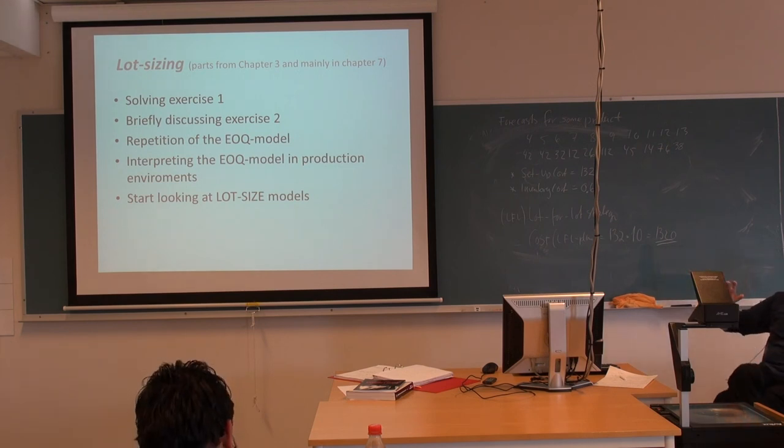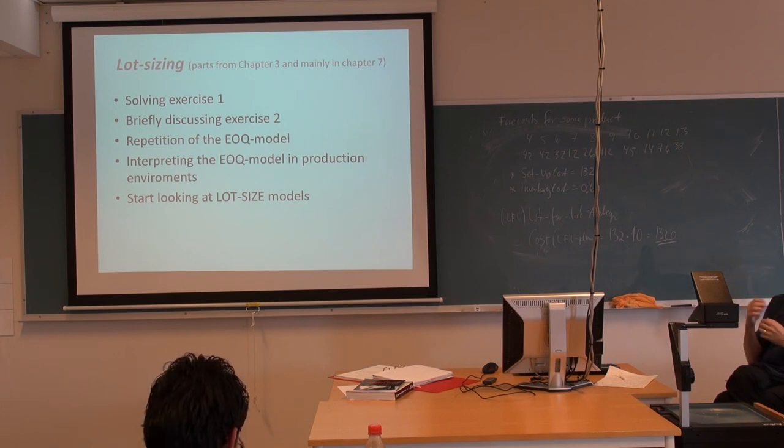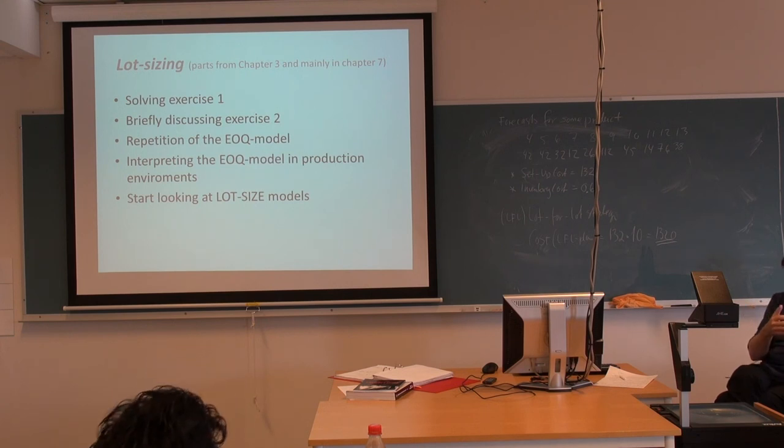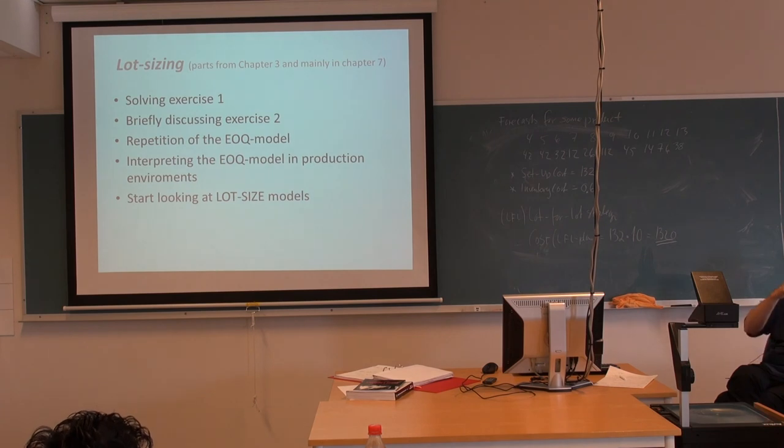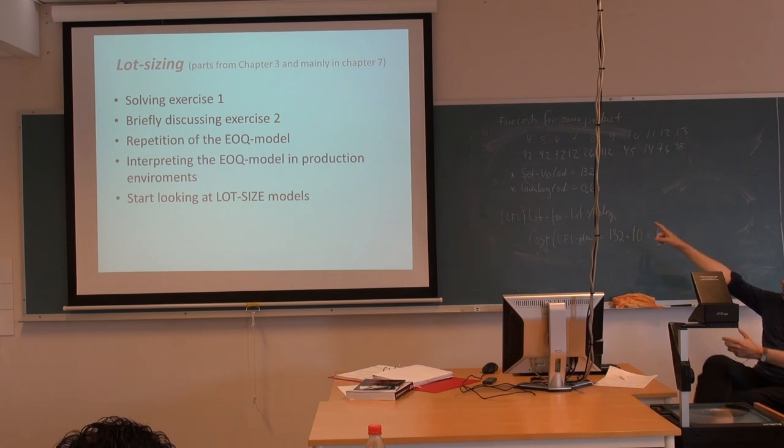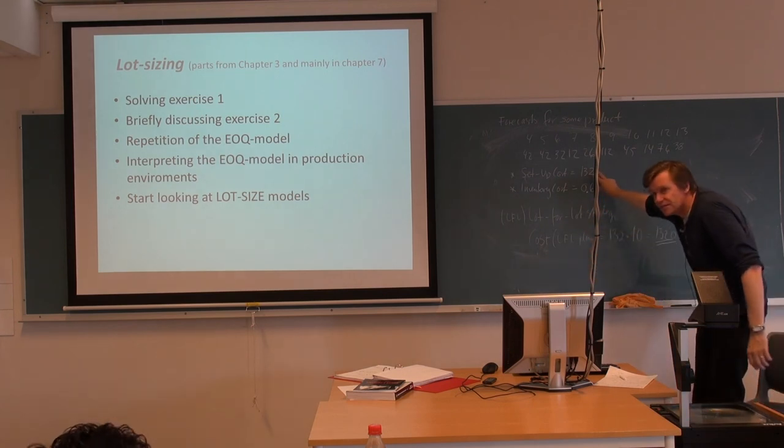If I produce very seldom, I get a very low setup cost, but I get a very high inventory cost. On the other hand, if I produce very often, I get a very low inventory cost, but a very high setup cost. Okay, so there is a kind of trade-off. There should be somewhere in between here, where I can mix these costs, and it should depend on these numbers. How is the relation between these two?